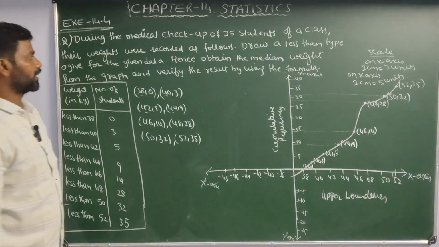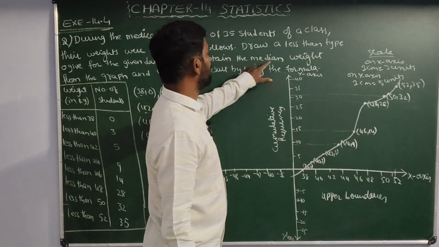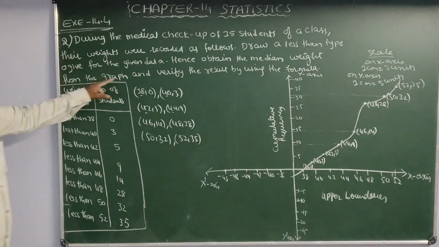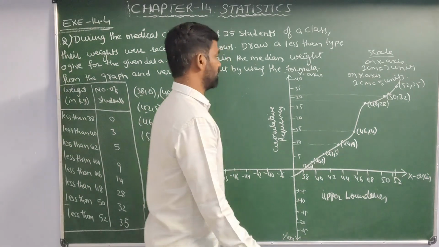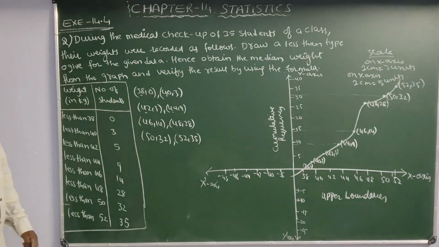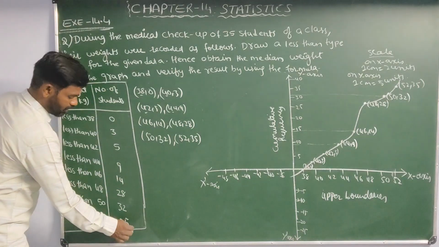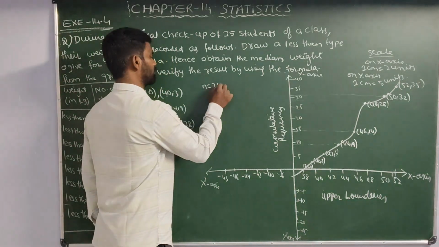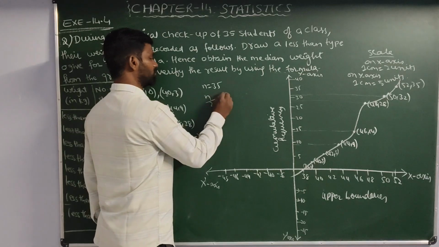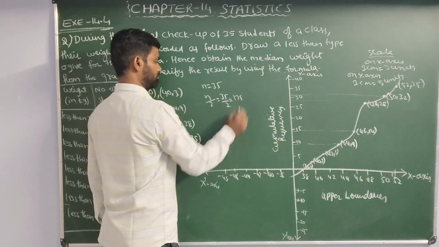In the question, one more question is there: obtain the median weight from the graph. So now we have to find the median weight from the graph. Observe here, the values are arranged in ascending order. The last value is 35, so n is equal to 35. So n by 2 is equal to 35 by 2, which is 17.5.